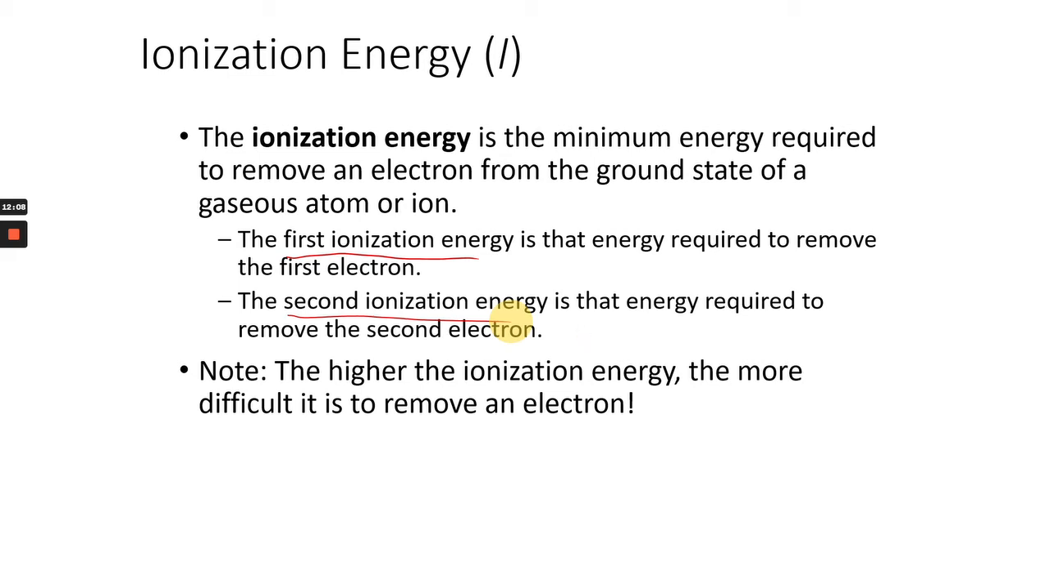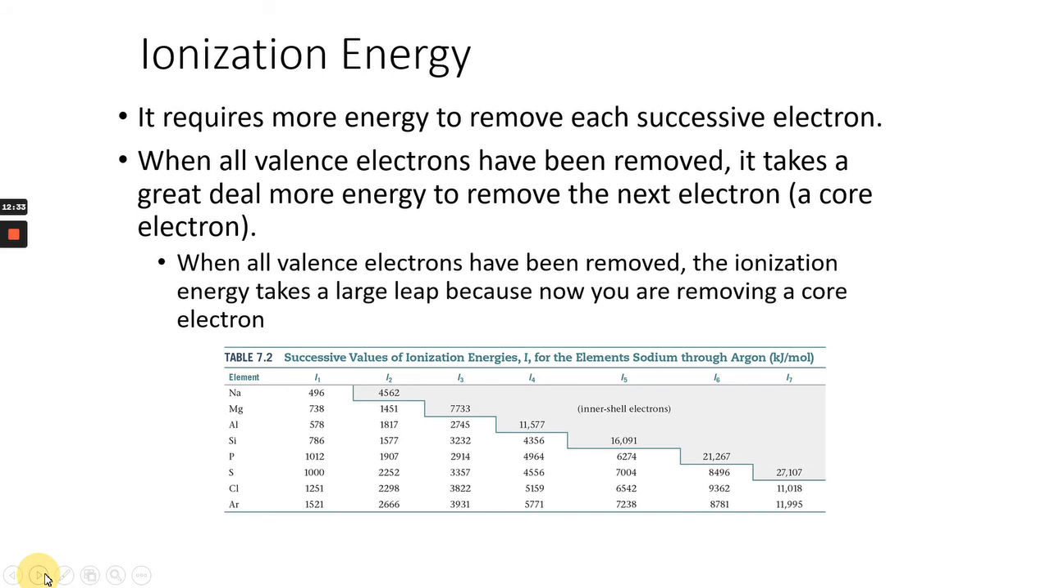If it is very hard to remove an electron, your ionization energy, I'm just going to abbreviate it, IE, is high. So the harder it is to remove an electron, the higher your ionization energy, because you need to put more energy in to remove it. So it requires more energy to remove the second electron, the third, and so on. Okay? When all of your valence electrons have been removed, it will take a significantly larger amount of energy to remove a core electron.